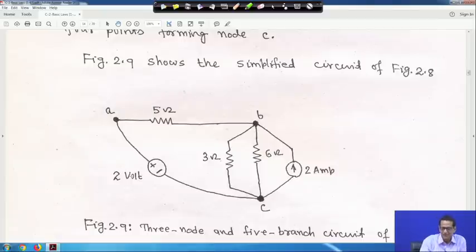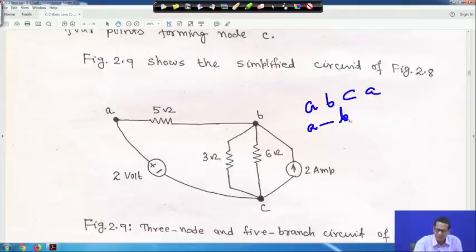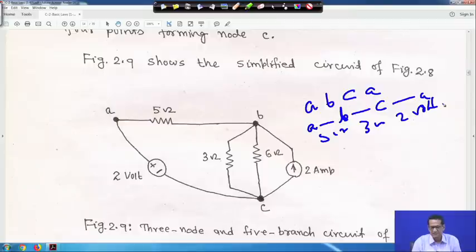One independent loop I am telling, say A B C A, for example say 5 ohm, 3 ohm and 2 volt. I am making it for you, just hold on. Right, one is say A B C A, that is A to B. If you take A to B, this is 5 ohm resistance, then you can take B to C, this path 3 ohm resistance, and C to A, this is your 2 volt, right.